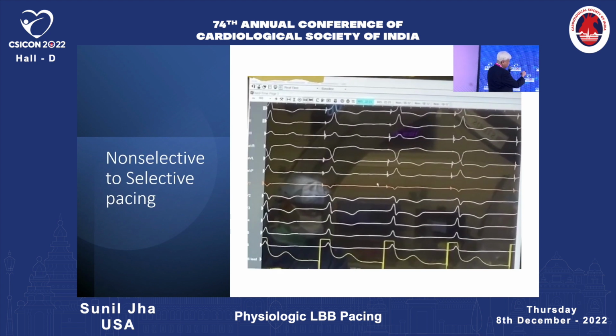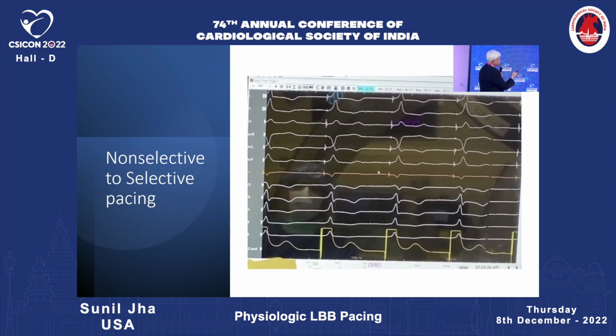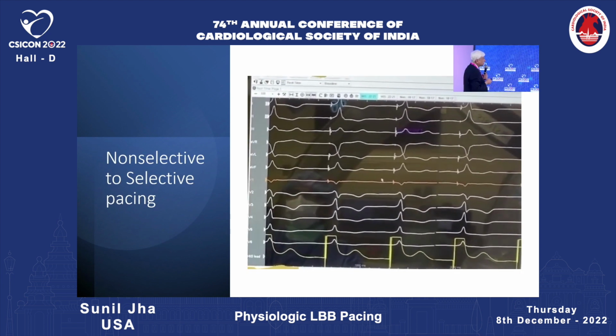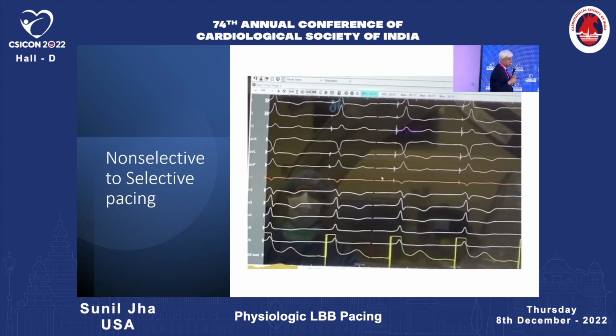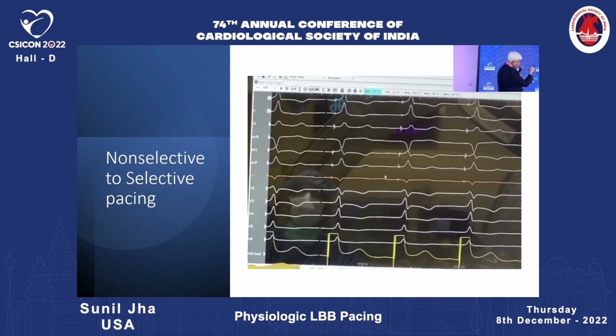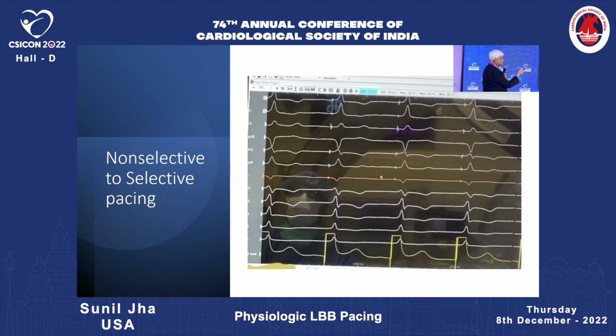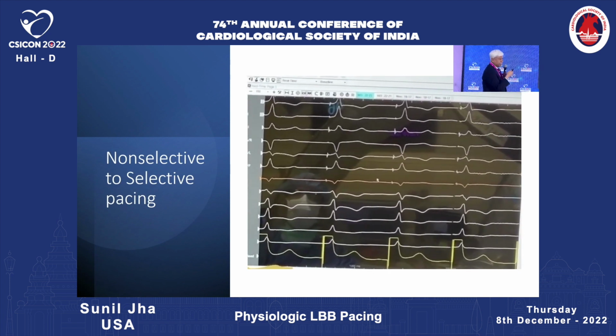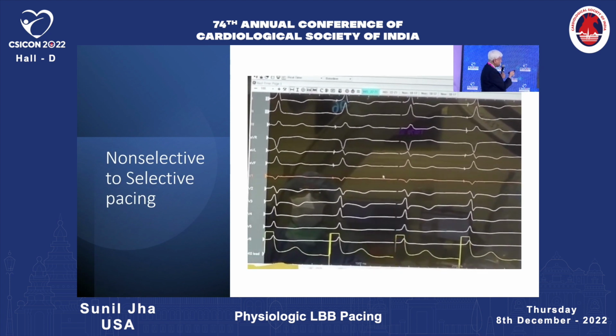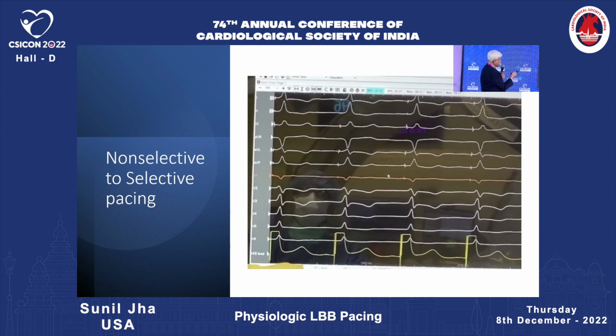Look at this, the bottom channel. We're pacing at the high output, and gradually we are going down with the output, and the local electrogram changes as you are capturing His only. There will be a change in the morphology on the local electrogram.